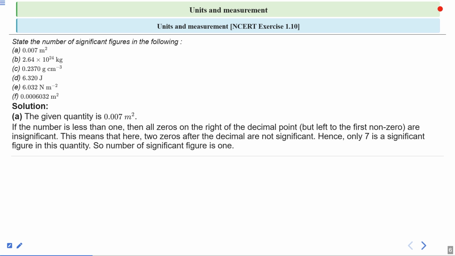Let's say there are 3 more zeros after this 7. Then how many significant figures are there? Imagine my number is 0.07 followed by 3 more zeros. Yes, 4 actually: 7 plus 3 zeros. 4 significant figures will be there in that case. Okay, so let's go to part B.